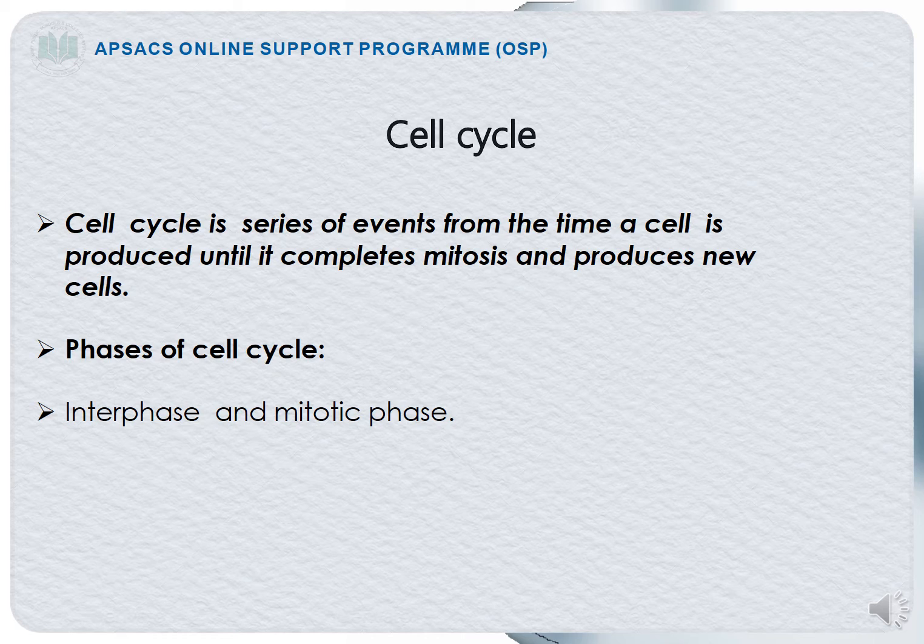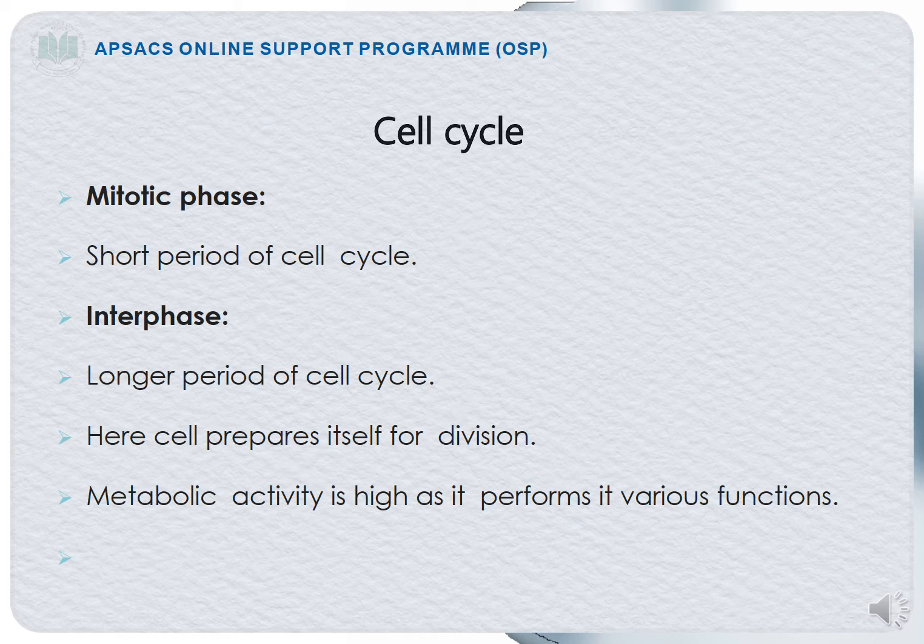And how does the cell complete its division? It completes its division with the help of mitosis and the cell divides into two daughter cells. We have two phases of the cell cycle, that is interphase and mitotic phase. The mitotic phase is a short period of the cell cycle, and interphase is a longer period of the cell cycle. A lot of time is required for interphase.